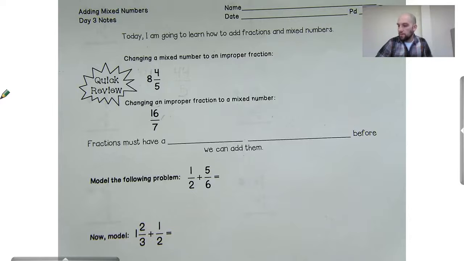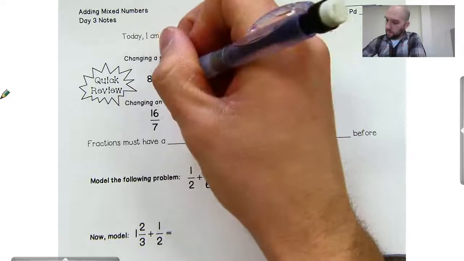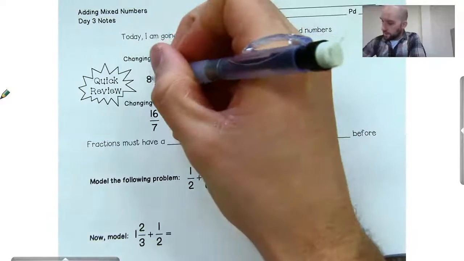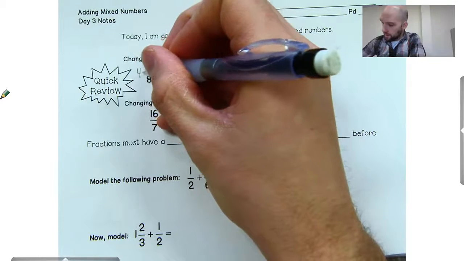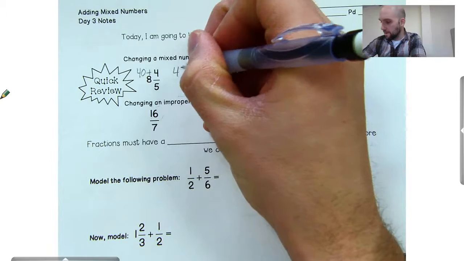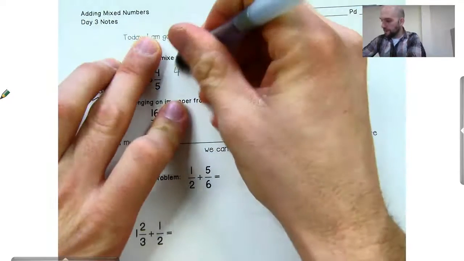So, on our quick review section, it says changing a mixed number to an improper fraction. What we're going to need to do to change a mixed number to an improper fraction is multiply our denominator by our whole number. That'll give us 40, and then we'll add that to our numerator, and that gives us 44, and we keep our denominator the same, 44 fifths.